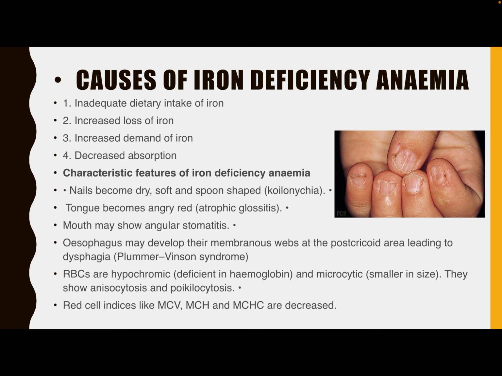RBCs are hypochromic and microcytic. They show anisocytosis and poikilocytosis, that is abnormal shapes, and the red cell indices like MCV, MCH and MCHC are decreased.